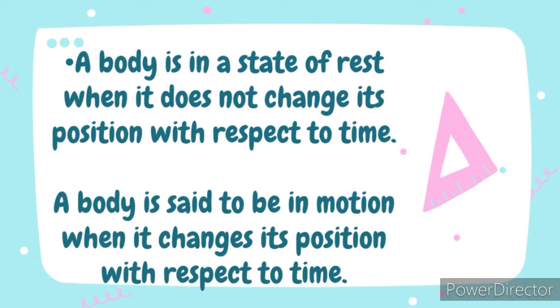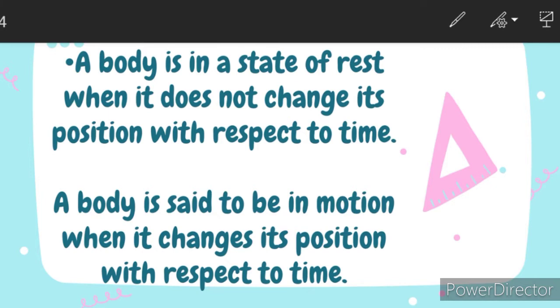A body is in a state of rest when it does not change its position with respect to time. For example, here I am taking an example of a box. This box isn't moving, thus it is at a stationary position. Stationary position means position at rest, when it is not moving. So it will be said that this box is at rest.